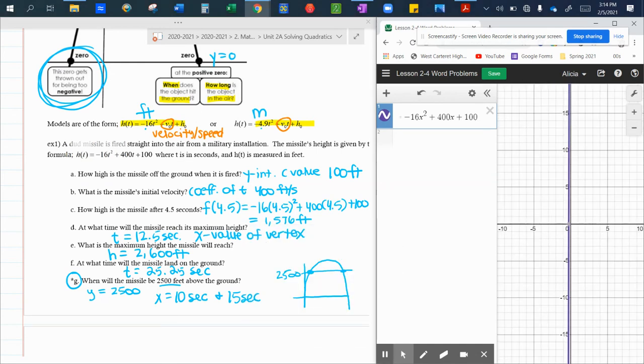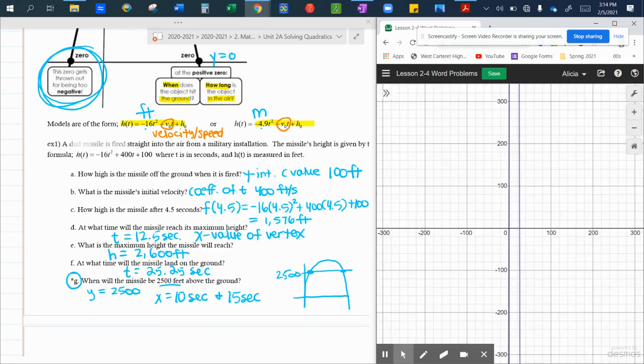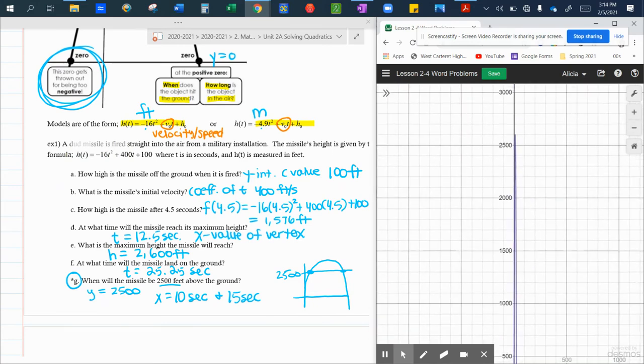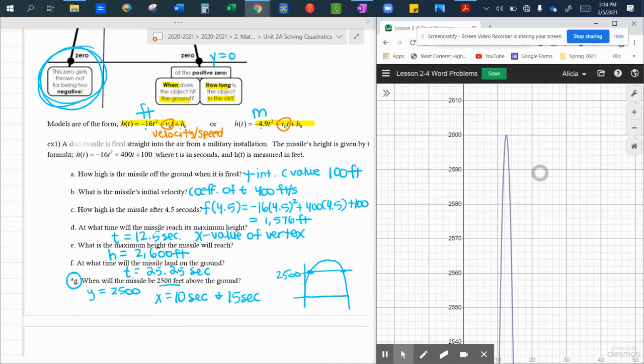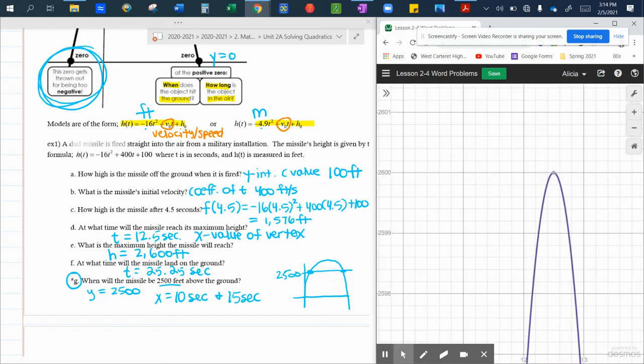So we're going to need to collapse this equation part and zoom out until we see the top of our graph. And then we'll need to zoom in. This is going to take some careful zooming to figure out. But when we find our vertex, we see that the x value is 12.5. The y value is 2,600. That's part C, part D, and E.